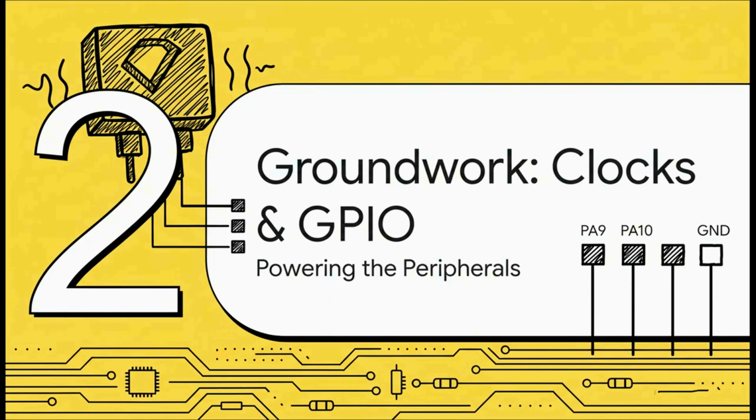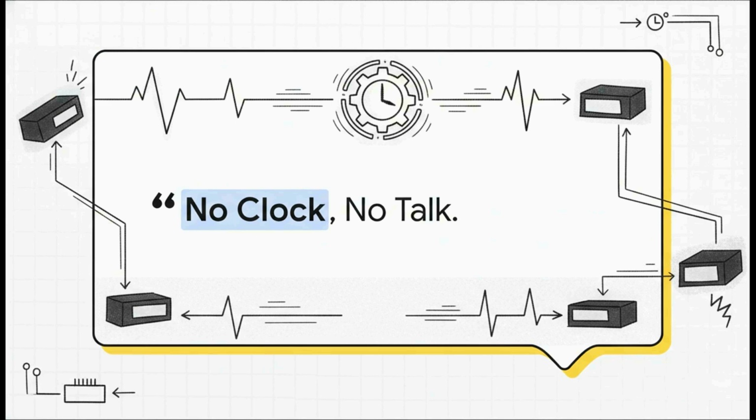Before any peripheral, like our USART, can do a single thing, it needs two fundamental things. First, it needs a clock signal to power its internal logic, and second, it needs a physical connection to the outside world, and that happens through the GPIO pins. The first rule of Embedded Club is pretty simple. No clock, no talk. If you don't give a peripheral a clock, it's basically a dead piece of silicon. Forgetting this step is probably the number one source of bugs, where you spend hours debugging something that was never even turned on. That's why it's always the first thing we check.